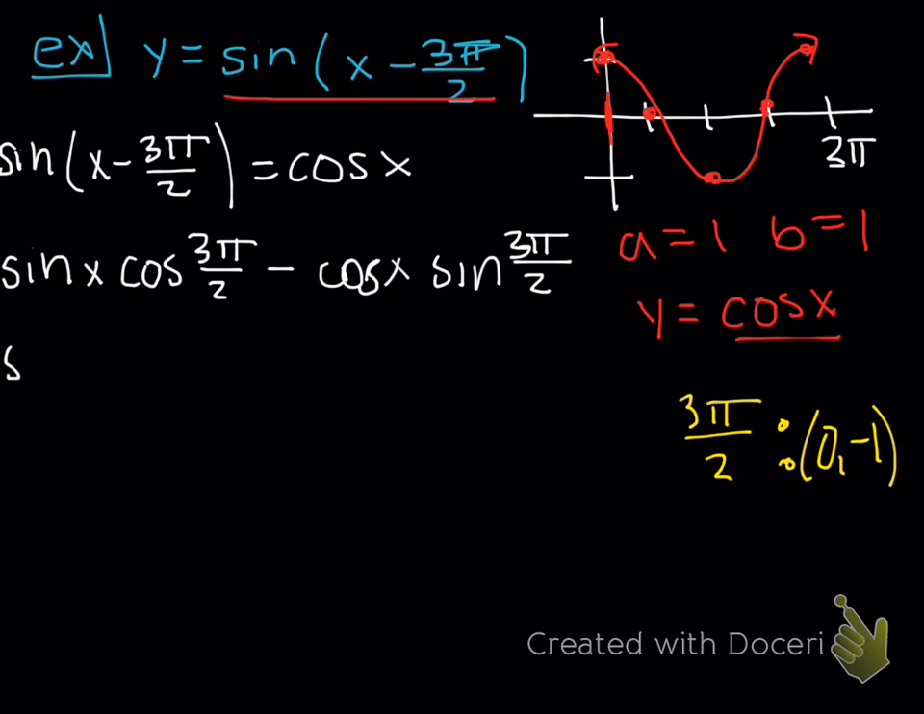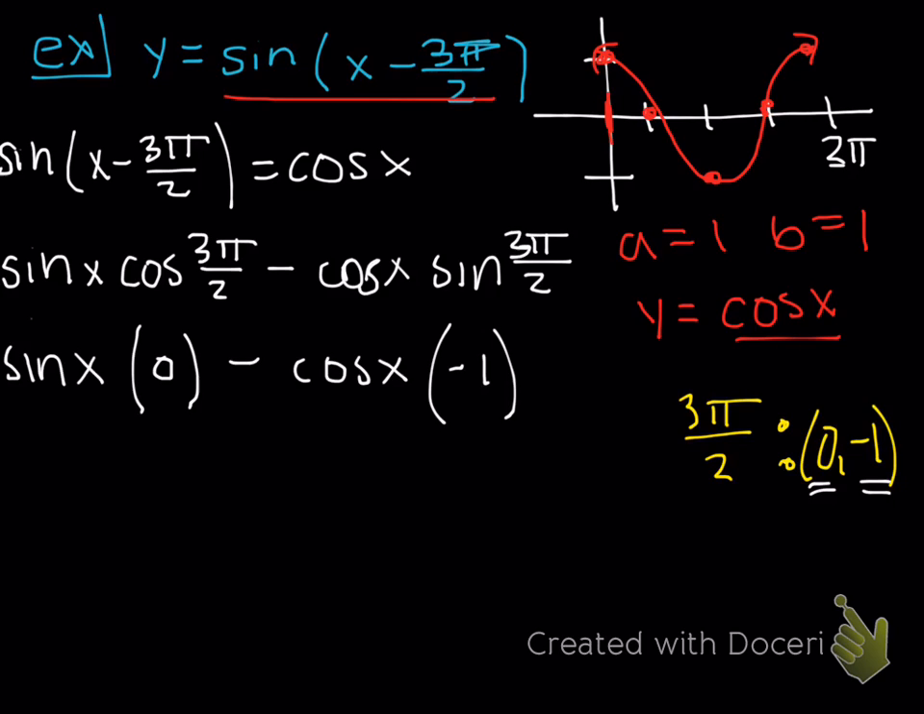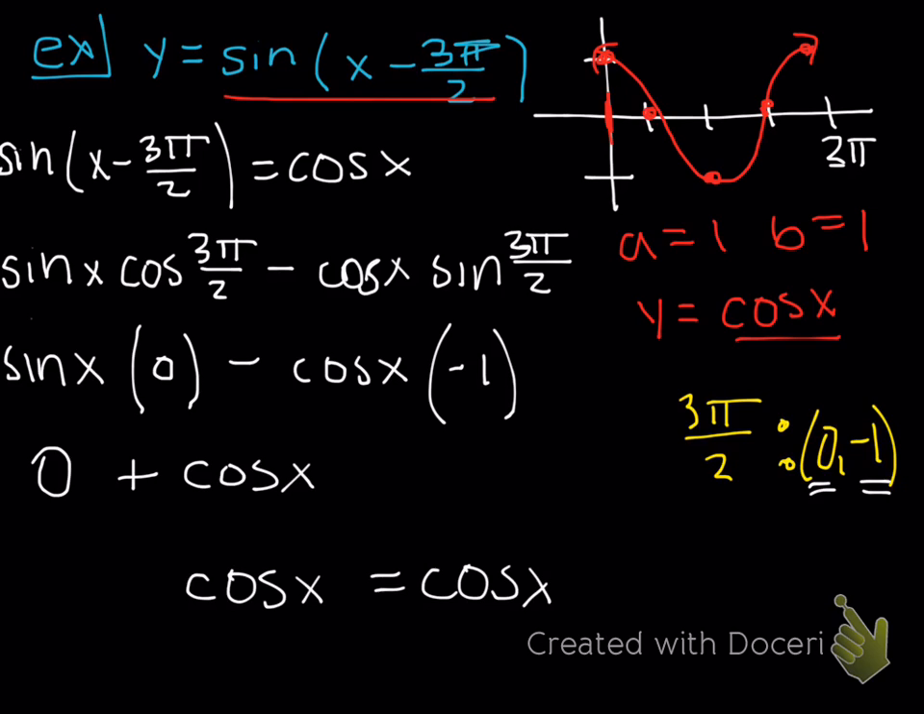So going back here, I can't replace sine of x with anything because it's just simply sine of x. Cosine of 3 pi over 2 would be the x part of the coordinate, so 0, minus cosine of x, and the sine part of the coordinate is a negative 1. 0 times sine would be 0, so that would be gone. Cosine times a negative 1 would be a positive cosine. And now we've proved that cosine of x is equal to cosine of x. So it's very similar to the last one that we did. It's just now you have to figure out what you're trying to prove it's going to be equal to.